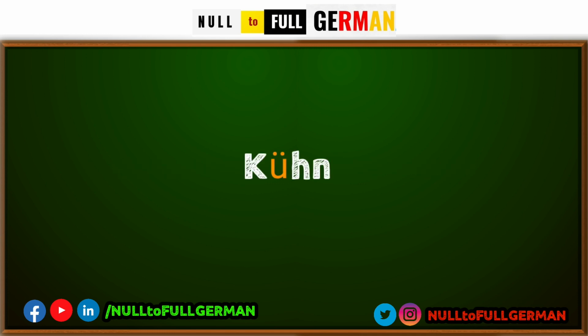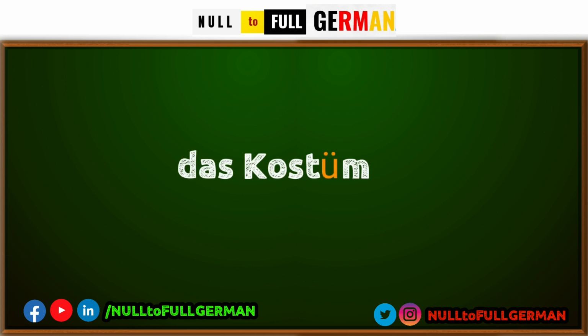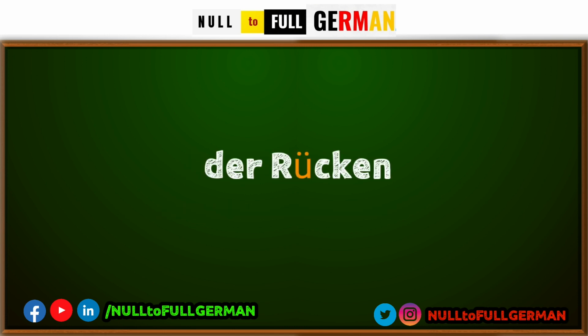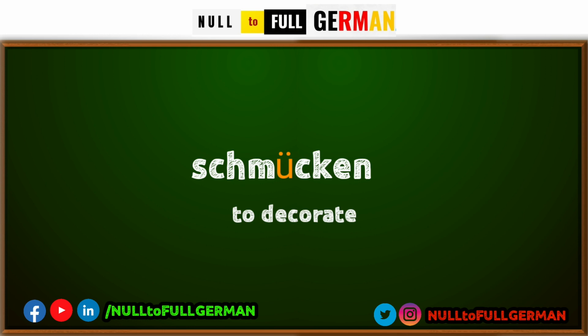Kühn means bold or brave. Das Parfüm means fragrance or perfume. Das Kostüm means fancy dress or costume. Der Rücken, that is the back of anything. Verbs: pflücken means to pick or pluck. Schmücken, to decorate something or someone.